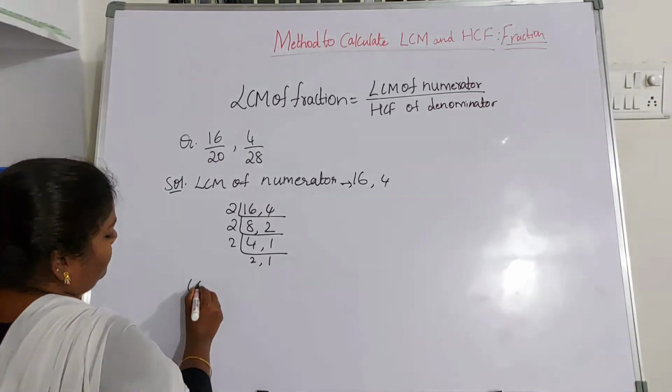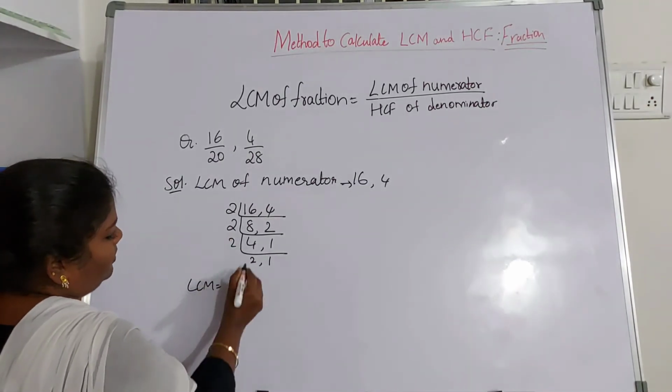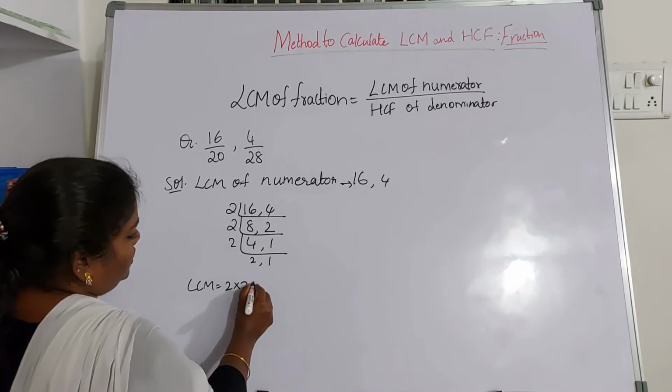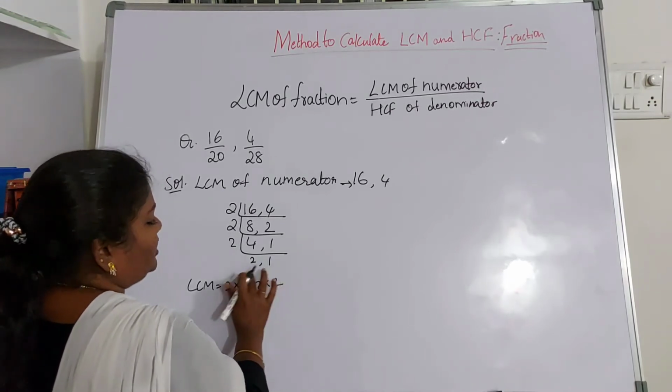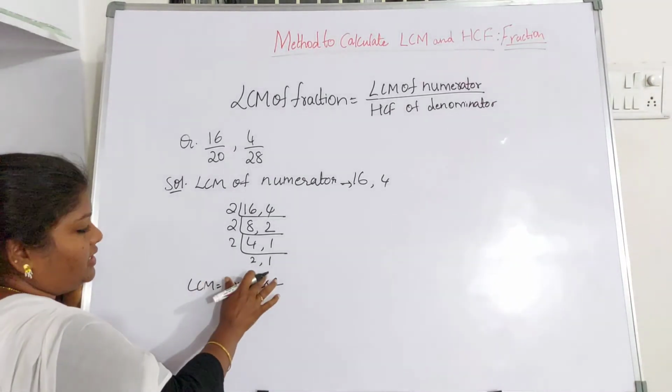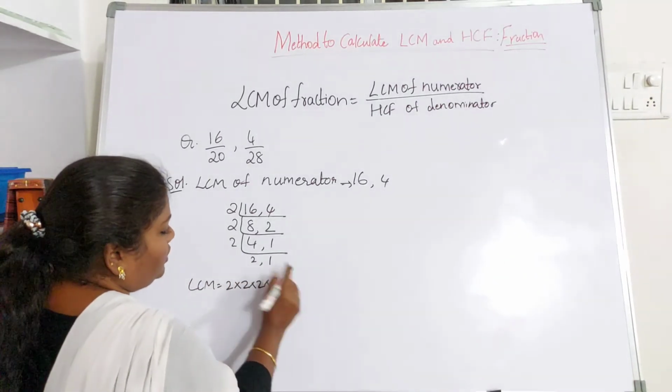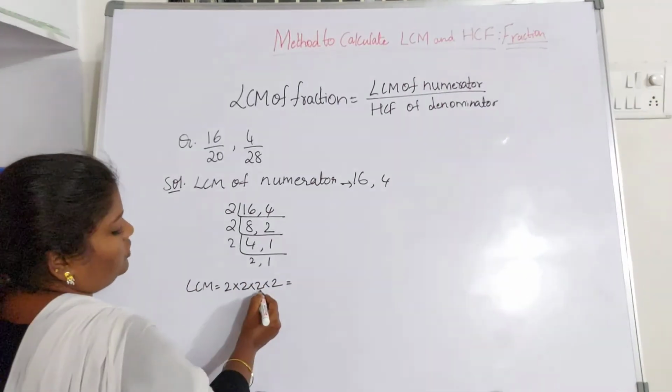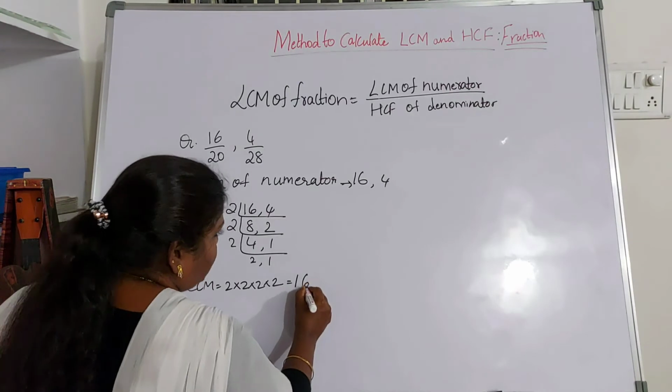So the LCM is equal to multiplying all of these: 2 into 2 into 2 into 2. If you multiply with 1 you get the same number, so no need to write 1. 2 2s are 4, 4 2s are 8, 8 2s are 16.